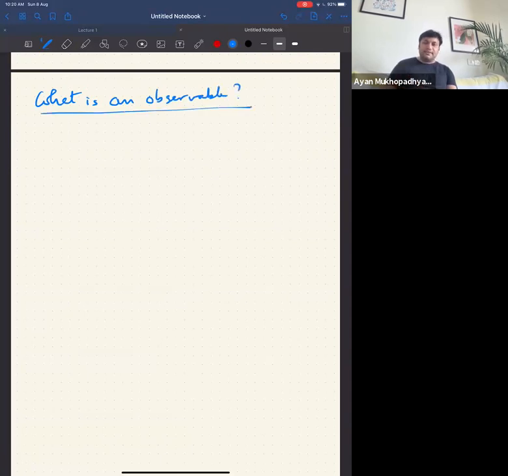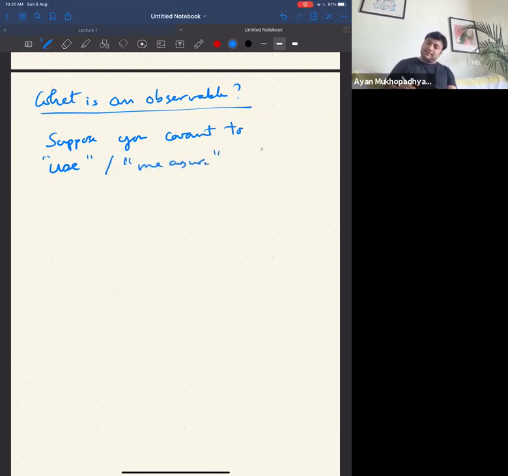Let me give you some kind of operational definition here. Suppose you want to measure something like this operator X itself. What will you do? One way to do it is as follows: put the particle in quantum mechanics.